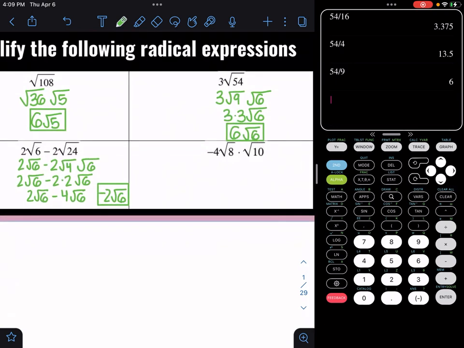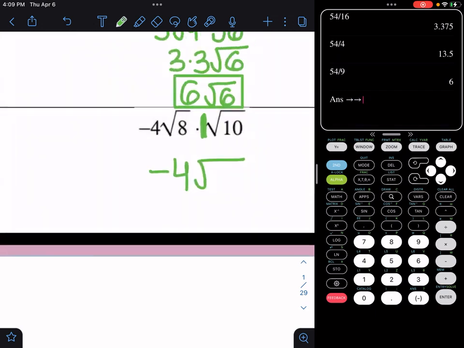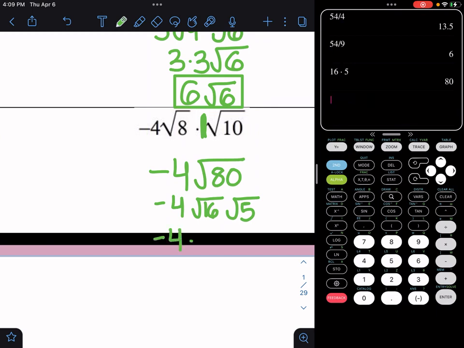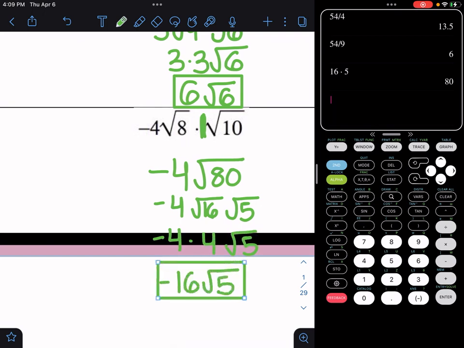And let's try this last one. Whenever you're multiplying or dividing radicals, you can do it by just doing the outside numbers. Negative 4 times 1 is negative 4. And then inside the radicals, 8 times 10 is 80. And now we can simplify that. 80 simplifies into 16 and 5, because 16 times 5 is 80, and 16 is the biggest perfect square number that works. Negative 4 times 4 is negative 16, square root of 5. Nice job.